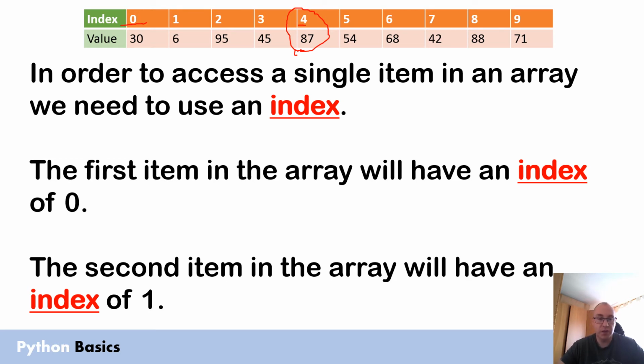So the first item in the array will have an index of 0, the second will have an index of 1, and so on and so forth. This array has 10 values, so the last index is always 1 less than that. That takes a little bit of getting used to and a little bit of thinking about, because we're not necessarily used to that kind of thing. But if you remember that the first value is always 0 and then count up, then you shouldn't go too far wrong.